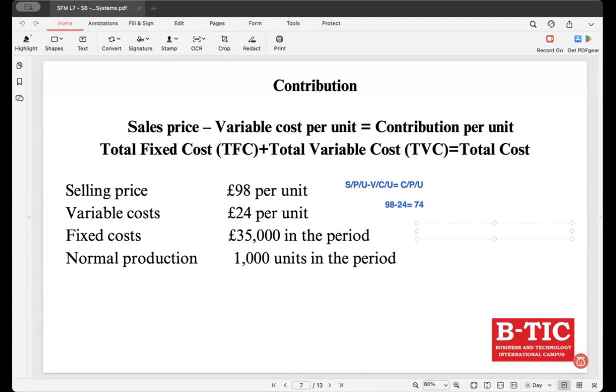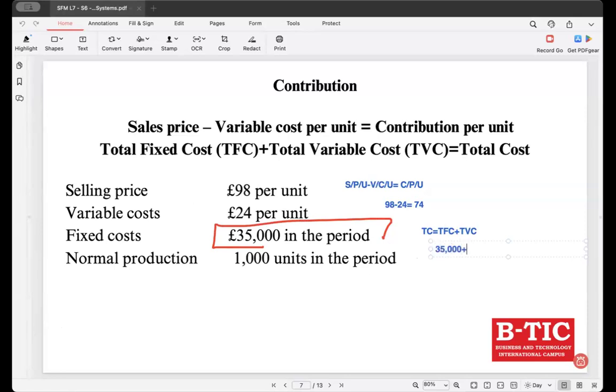So 59,000 total cost equals total fixed cost plus total variable cost. The total fixed cost is already given. As you can see, fixed cost is 35,000 in the period. They never mentioned the term per unit. They said 35,000 in the period. So that means this is the total fixed cost, which is 35,000 pounds.